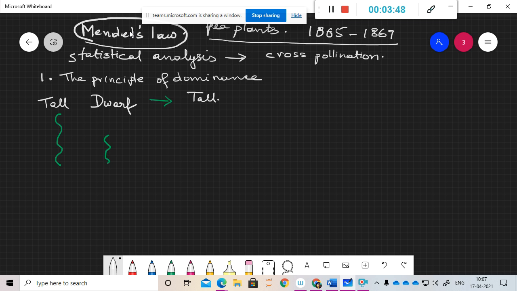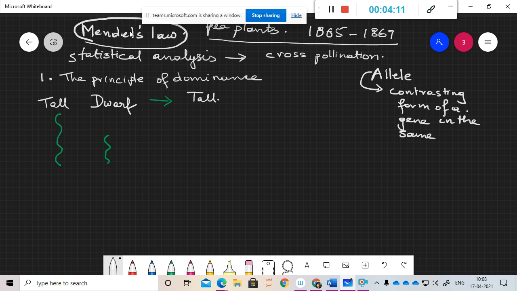So at this point, let me explain what an allele is. Allele is basically a contrasting form of a gene in the same locus of the chromosome.